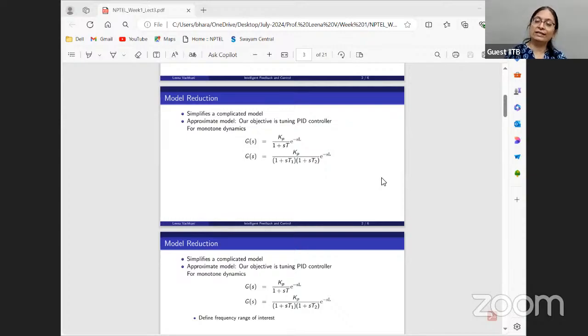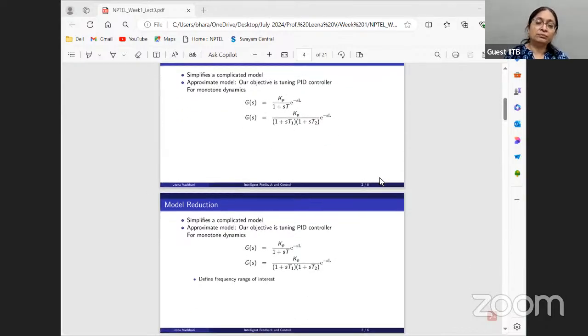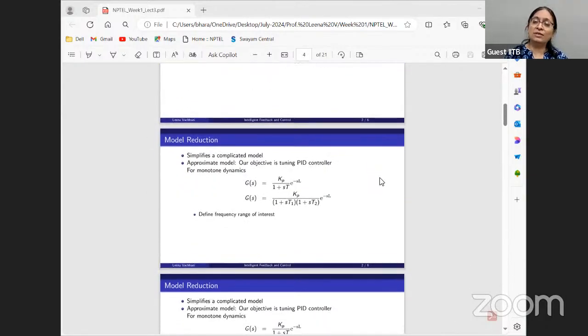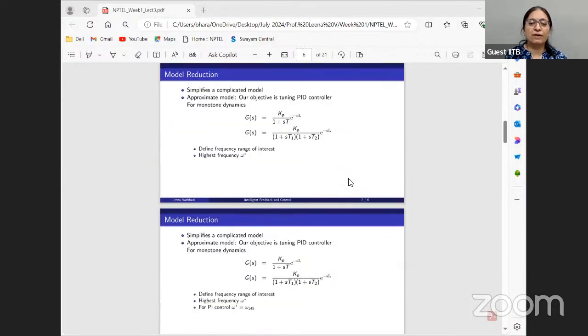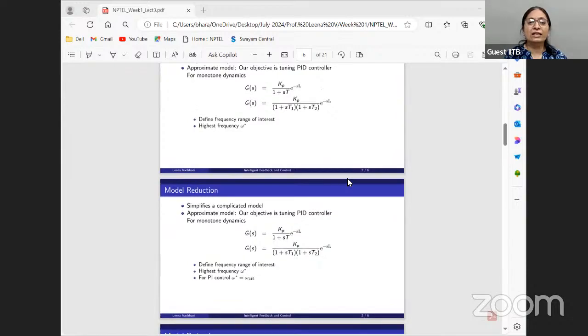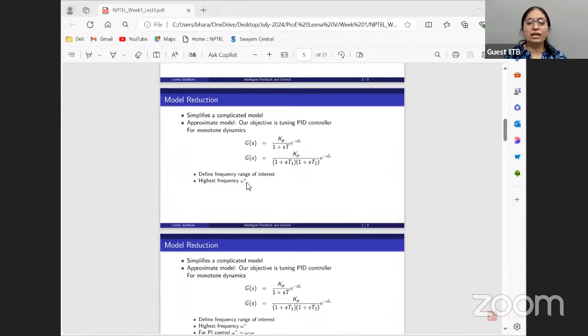If it is oscillating, it is a second order system. If it's reaching the steady state asymptotically, then you can nicely approximate it as a first order system. At the same time, we'll have to consider approximation based on the frequency of operation. So if I consider my highest frequency of operation as omega star in this case.